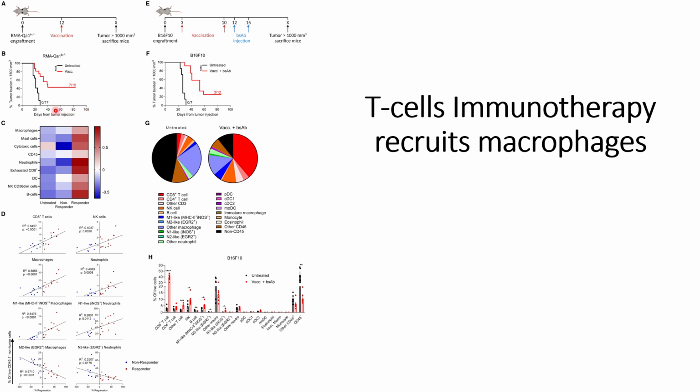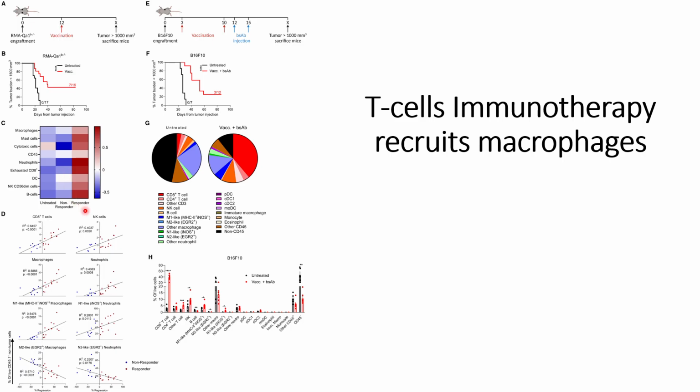When they checked the various immune cells at the transcription level in these three categories, untreated, non-responder and responder, they found that in the responders there is an increase in the number of immune cells such as macrophages, CD45 cells, neutrophils, and CD8 plus T cells, whereas the gene expression levels in the non-responders are more or less similar to the untreated. This indicates that the mice that responded to the vaccines have high immune cell infiltration at the site of tumors.